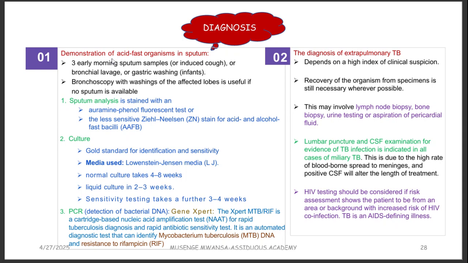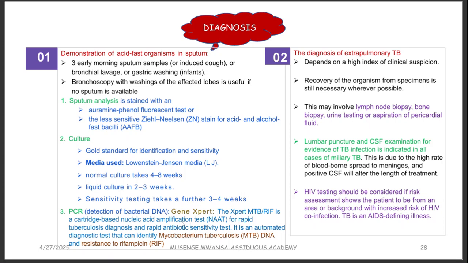On the same sputum, you can also do PCR, polymerase chain reaction, to detect the bacterial DNA. Specifically, what we do is known as GeneXpert. Very important, and this is the most common at UTH. If you get a sputum, you send it for GeneXpert. Urine can also be sent for GeneXpert.